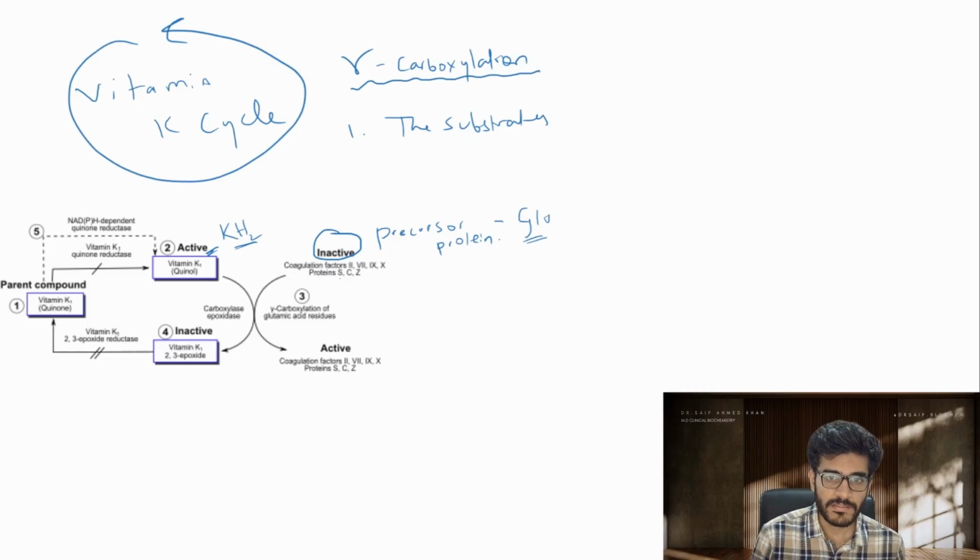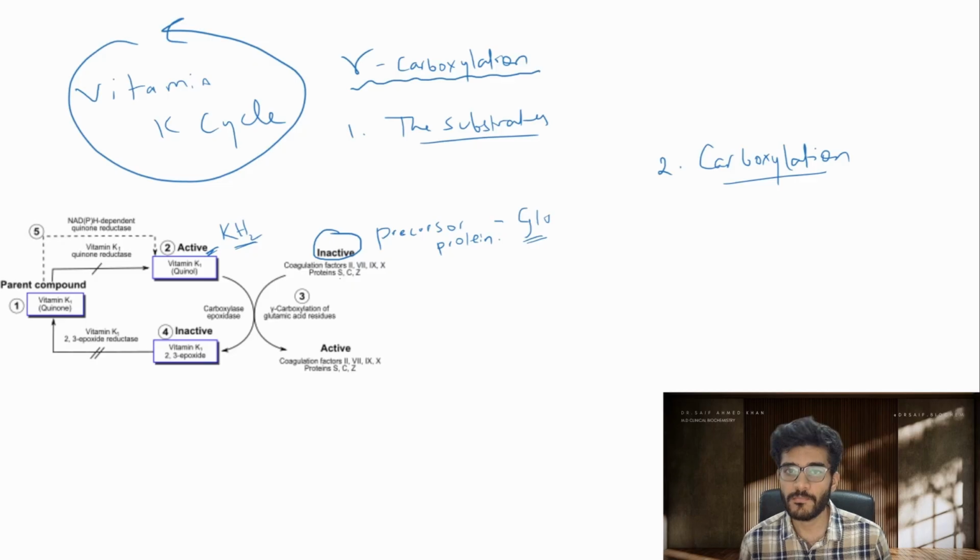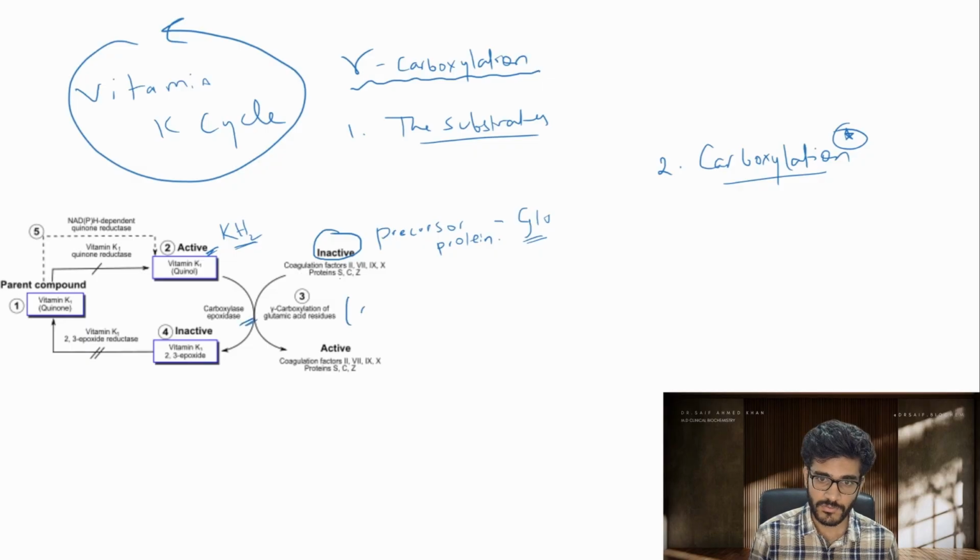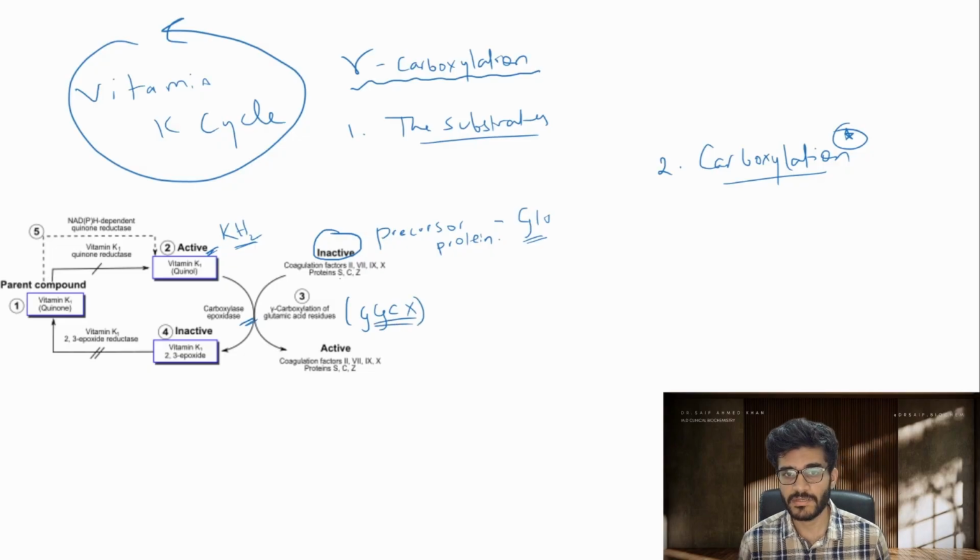The next step is the carboxylation reaction. First we discussed the substrates, then the carboxylation reaction. This is the main event. The pivotal step is catalyzed by a special enzyme, gamma-glutamyl carboxylase, or in short GGCX. Remember this enzyme, it is very important.